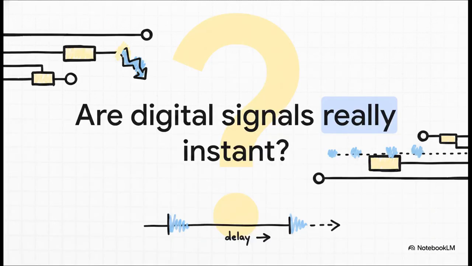So let's kick things off with a pretty fundamental question. When a signal travels from one part of a circuit to another, does it just, poof, get there instantly? The way we draw it in our intro classes, you'd probably think so. But you know reality. It's always a little more complicated.